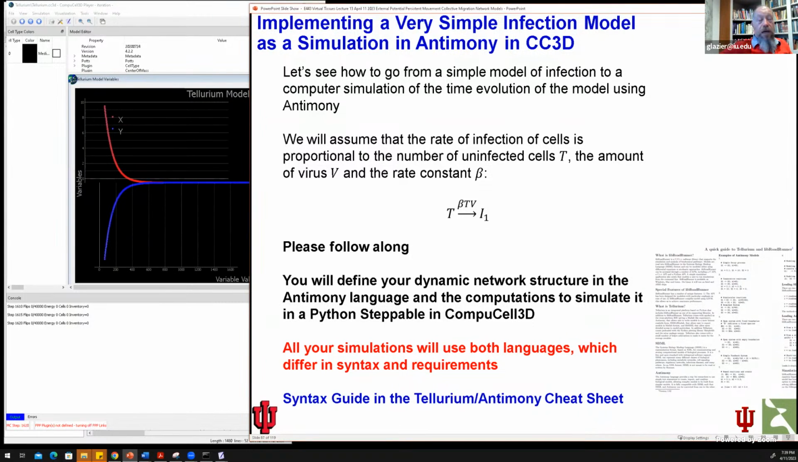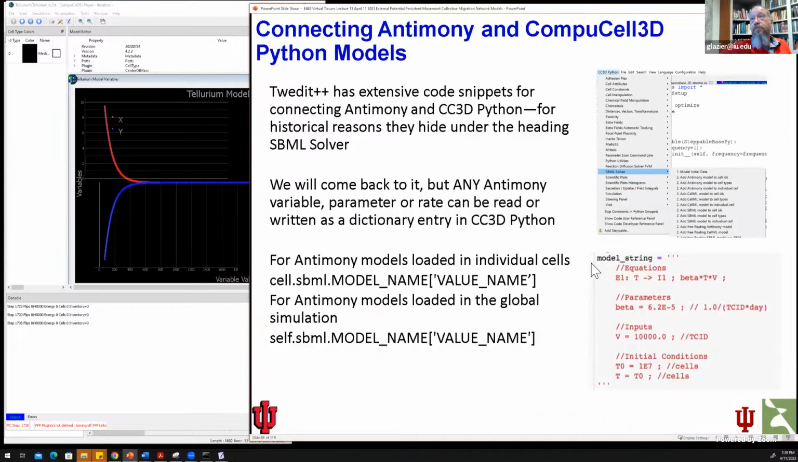And I'm going to walk through the language. And again, in your cheat sheet, all you need is that middle column of page 1. Everything you need is in that one column. Again, what I like about antimony is it's very simple. Okay. This is a bit more about that connection. If you want to make that connection between antimony and Computational, you go to the Twit SBML solver menu, and it has all of the functions that you'll need.